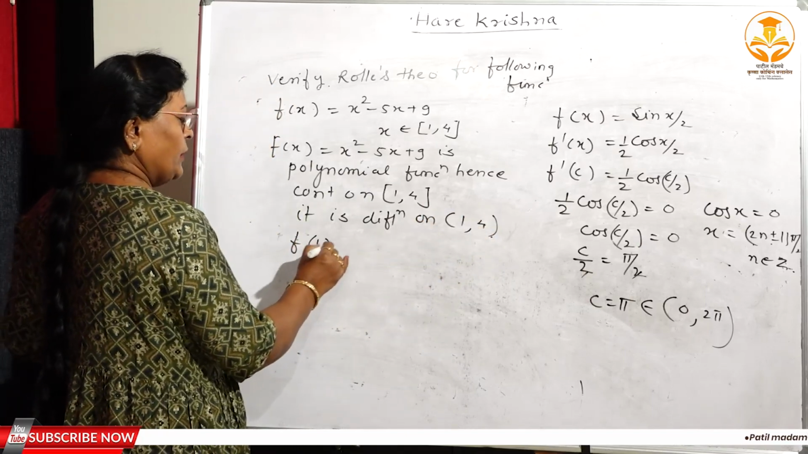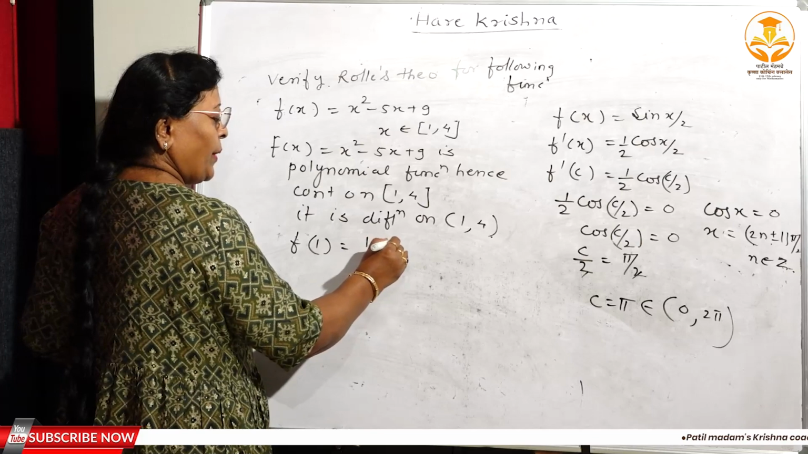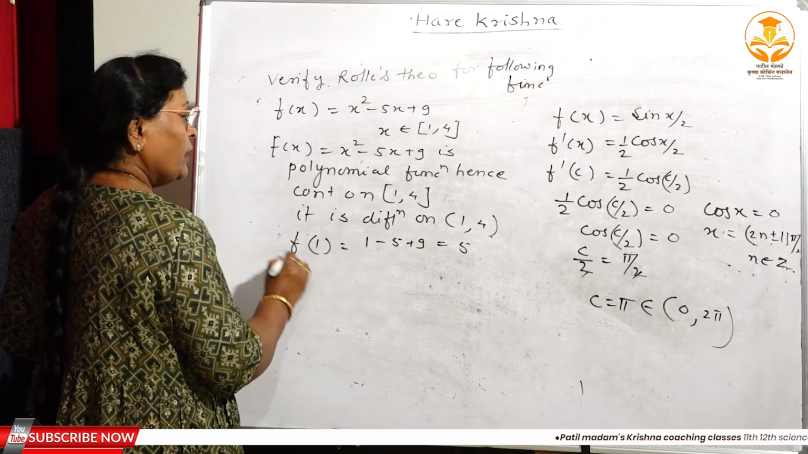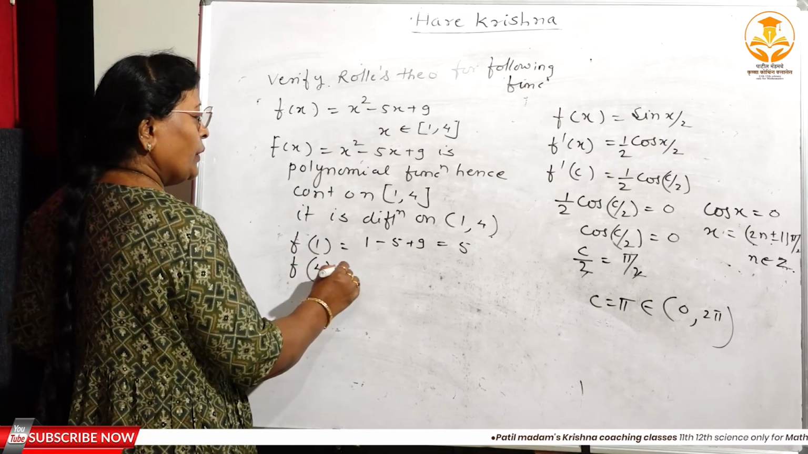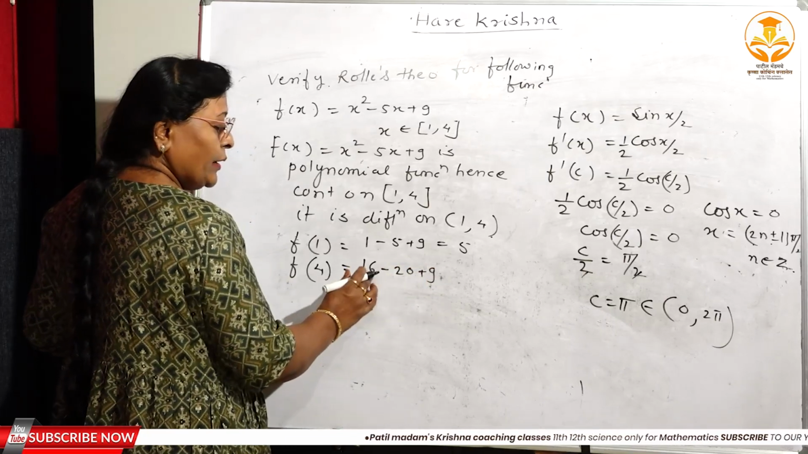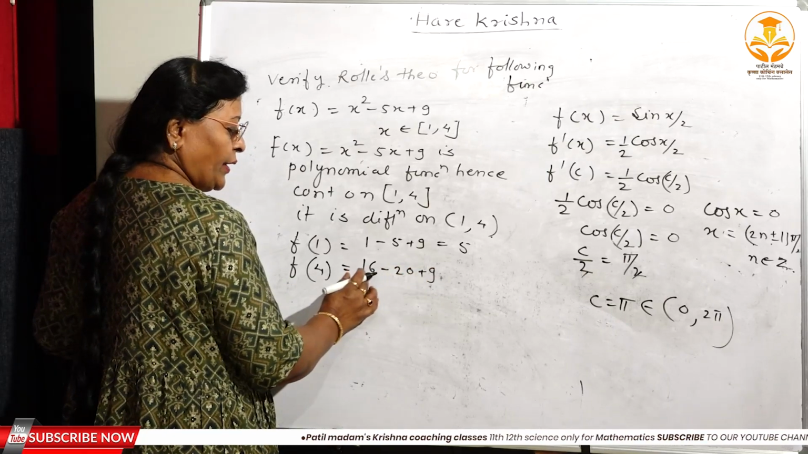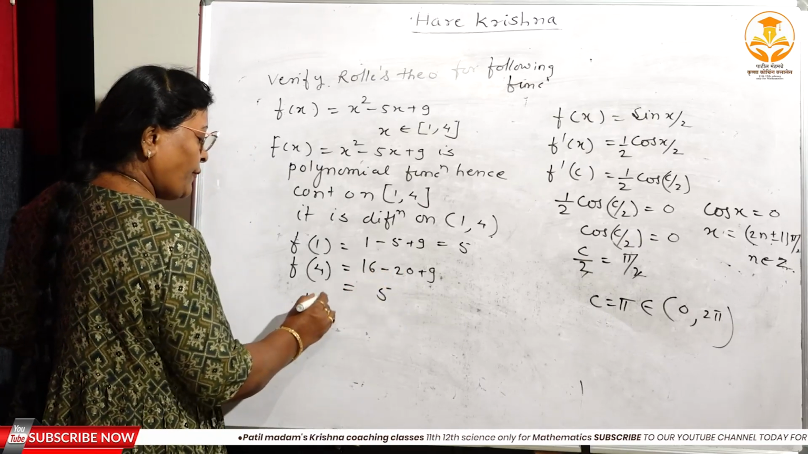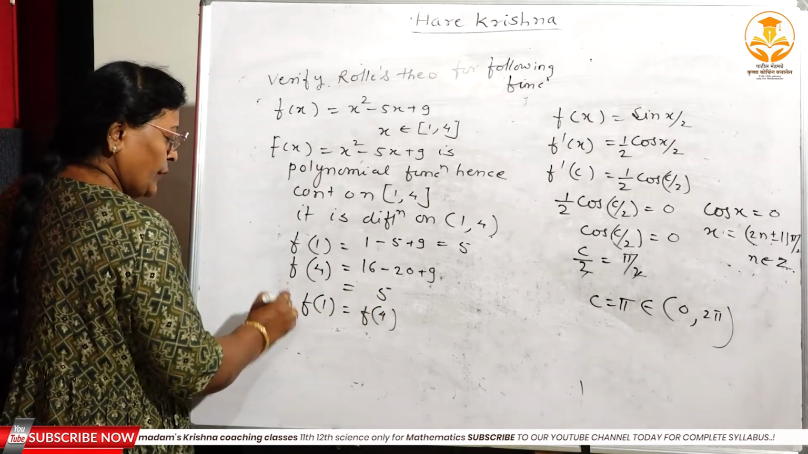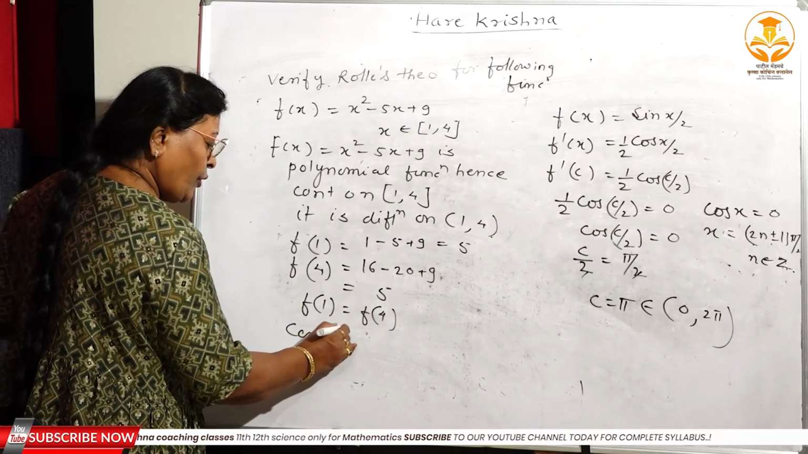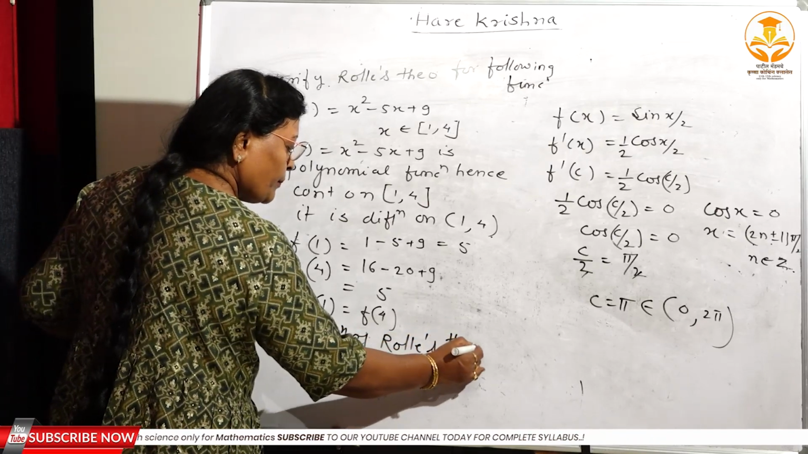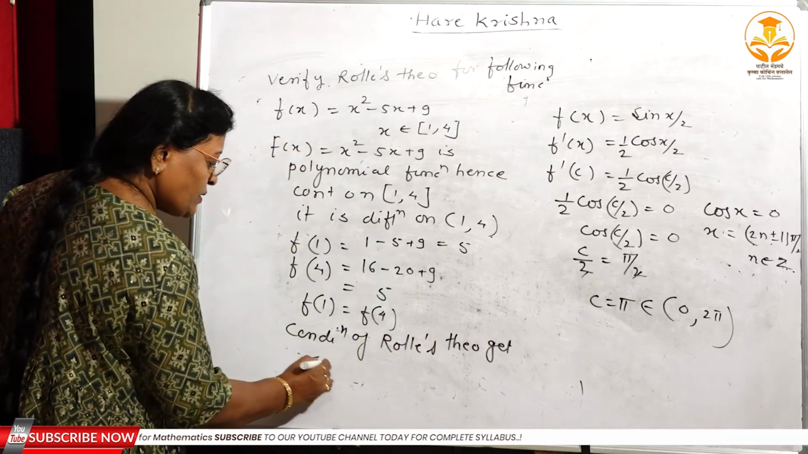Again f of 1 is equal to 1 square, that is 1 minus 5 plus 9. 9 minus 1 is 8... 10 minus 5, 5. Again f of 4, that is 4 square means 16, 5 fours are 20, plus 9. Again 16 plus 9, 25. 25 minus 20, again 5. Again f of 1 is equal to f of 4, right? Therefore the conditions of Rolle's theorem get satisfied.